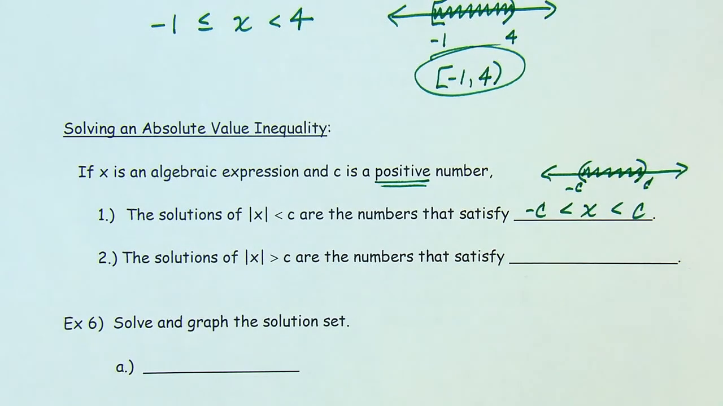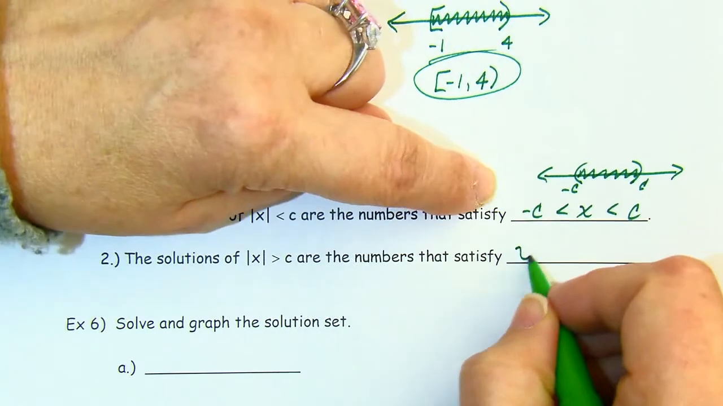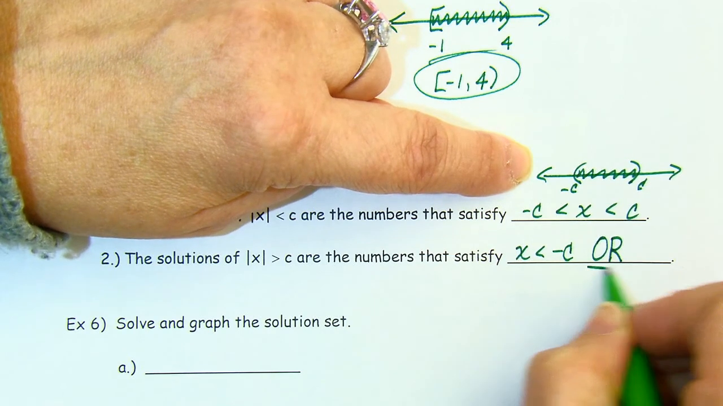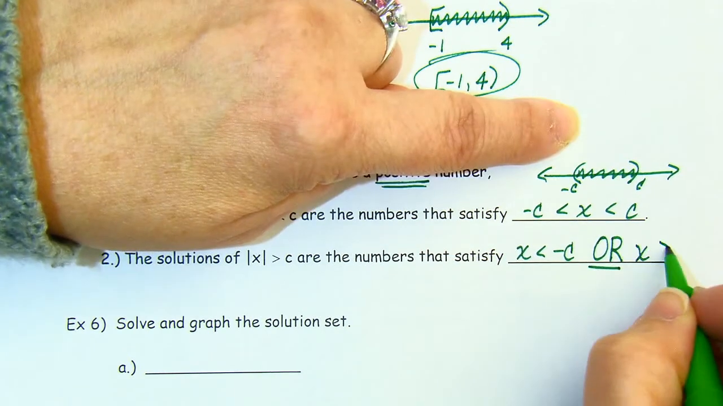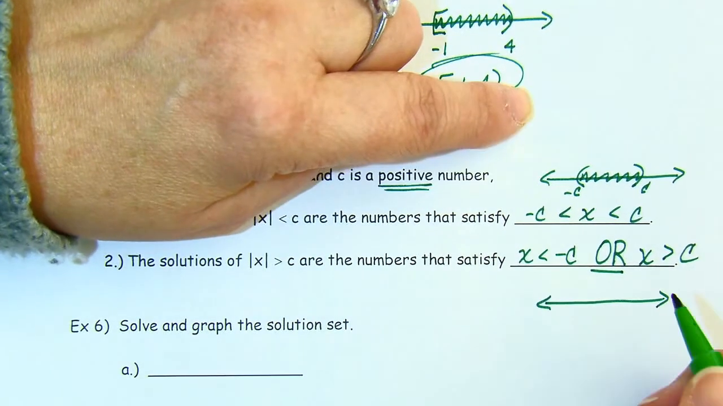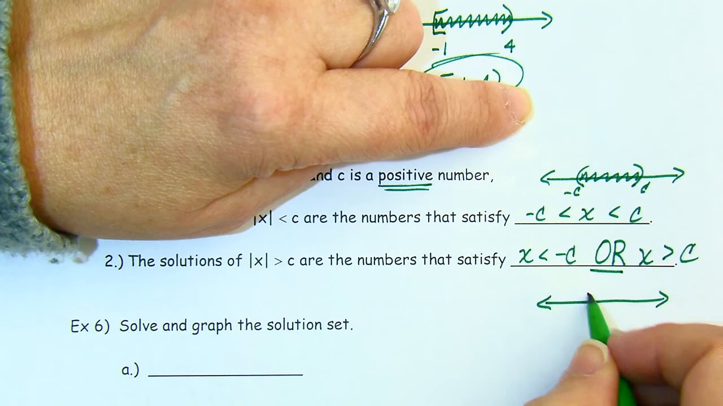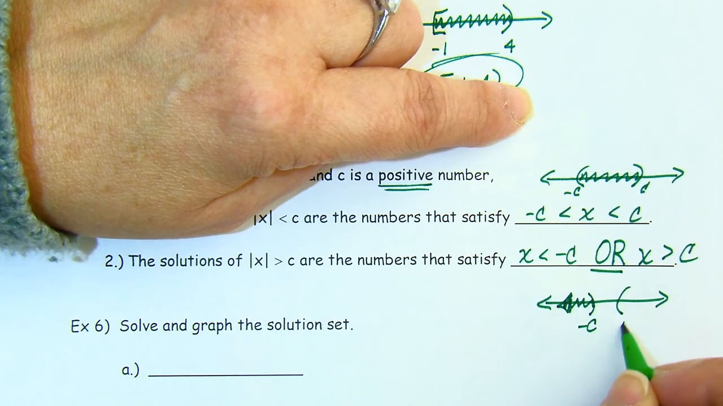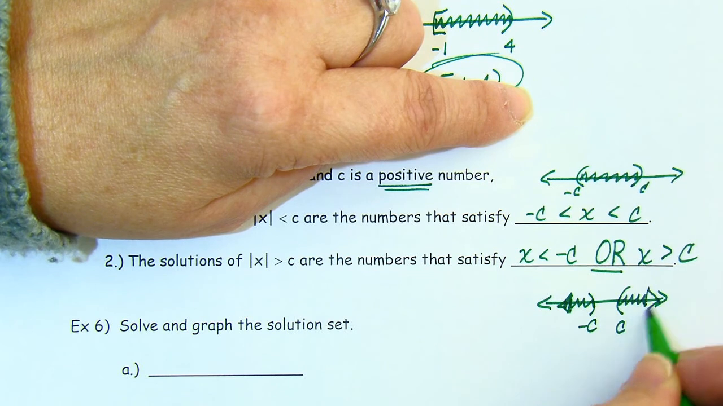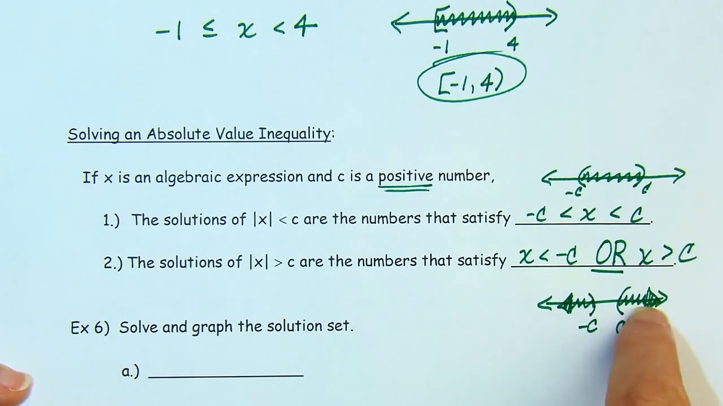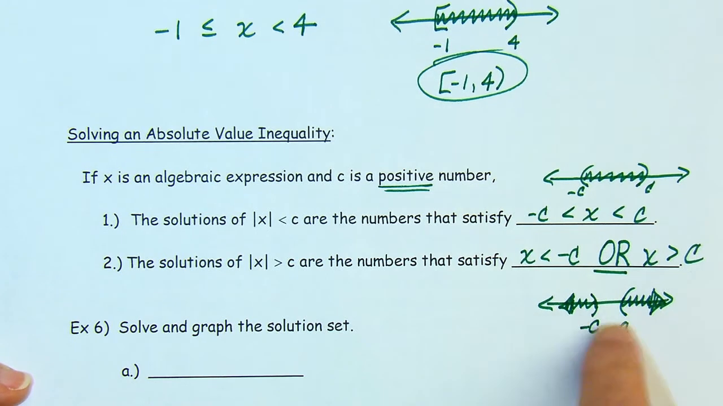But the solutions of the absolute value of x being greater than c are the numbers that satisfy x is less than negative c or x is greater than c. And that's going to be a split graph, if you remember this from Algebra 2. Negative c shading to the left, positive c shading to the right. That's the split graph. Either solutions are on this piece or on this piece. But there is a disconnect. They are disjoint. They're not connected.